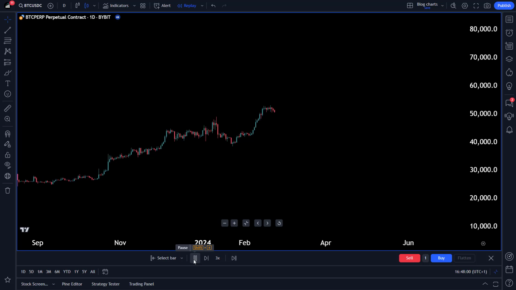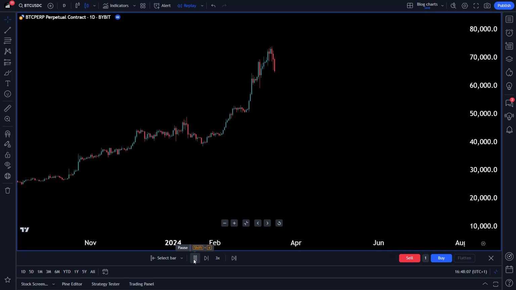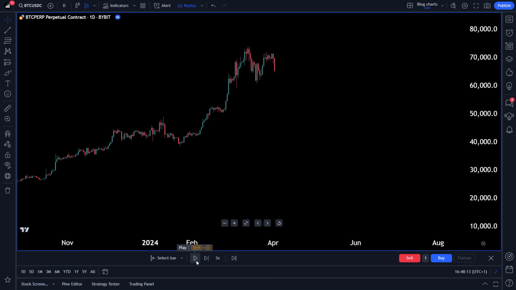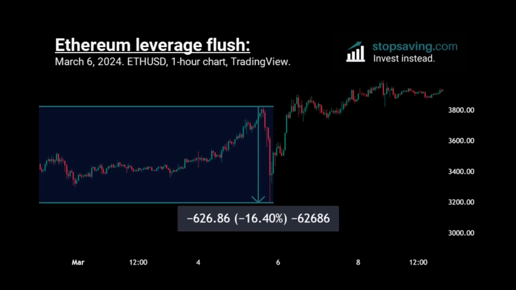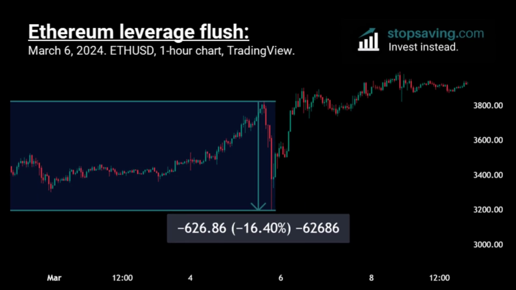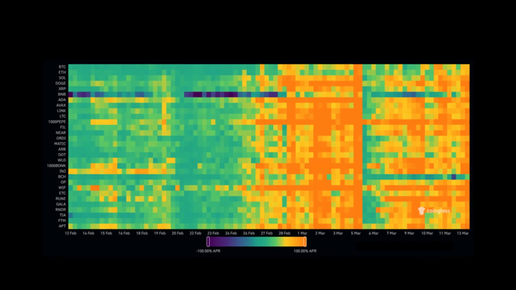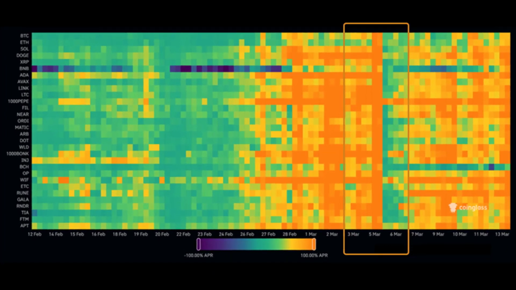That's why you often see a quick 10 to 30% leverage flush to the downside. This can also happen in a raging bull market because that's when funding rates usually go up the most. Just look at what happened to Ethereum here when the ETH price dropped 16% in a few hours before carrying on with the rally. So as a general rule, it's best to keep your guard up when you see the funding rate heatmap burning orange for most coins. It usually means a leverage flush could be just around the corner, and it may not be the safest time to ape into your favorite altcoin.